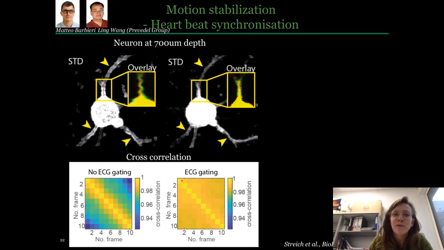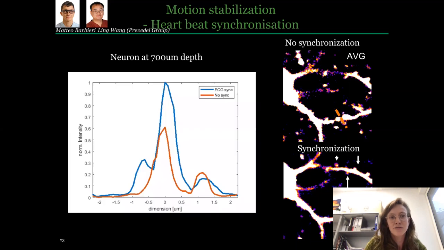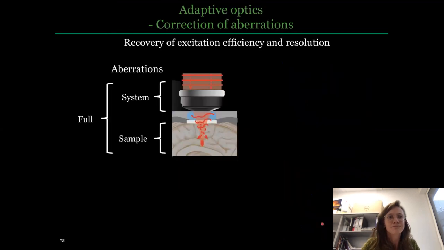So if we now want to perform frame averaging to improve the signal to noise ratio of small structures, you can appreciate that without gating, it's difficult to tell whether these blobs are actually spines or not. But here in the case where we enable cardiac gating, we can clearly see that we actually had spines on this dendrite at 700 micrometer depth. So heartbeat gating allows us to improve the signal to noise ratio of small structures by frame averaging, but it does not really allow us to improve the real resolution of the microscope, which can be done with adaptive optics.